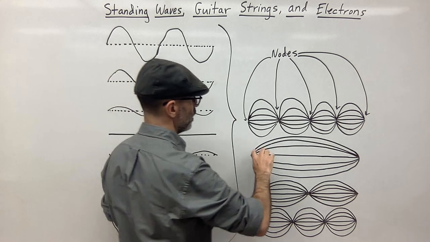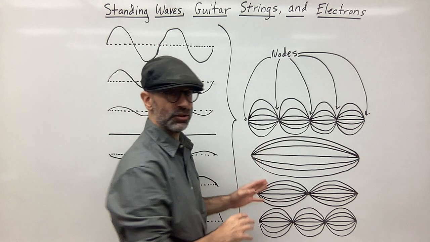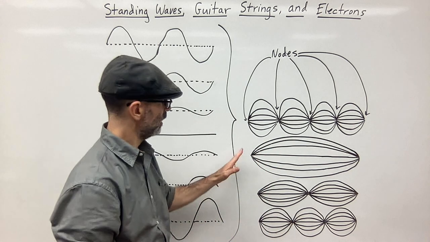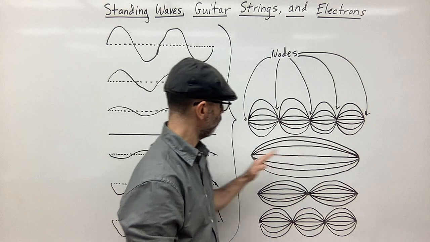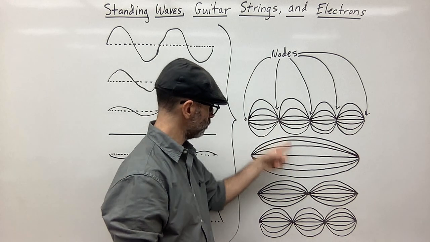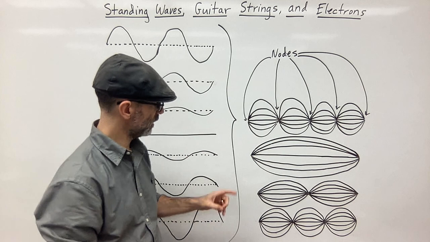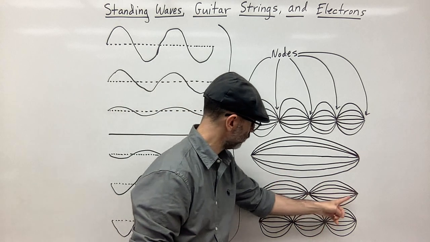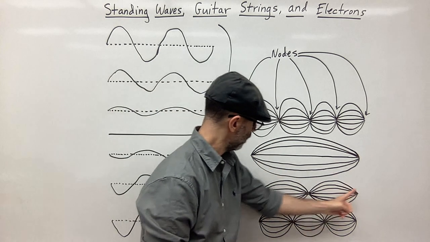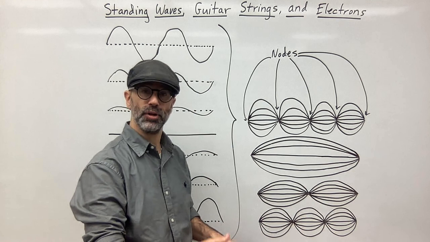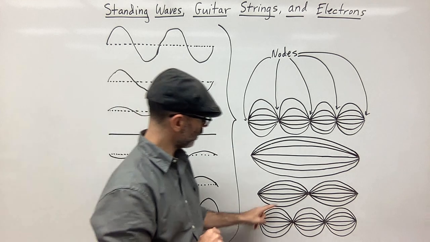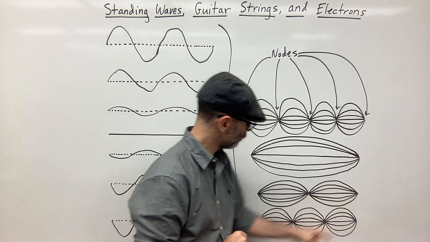So same thing here. If I pluck my guitar string with a certain amount of energy, I get a half of a wavelength. And so I get this waveform here. If I pluck it with a little bit more energy, then I can get two half wavelengths or a full wavelength, right? If I pluck it even harder, I can get three half wavelengths.